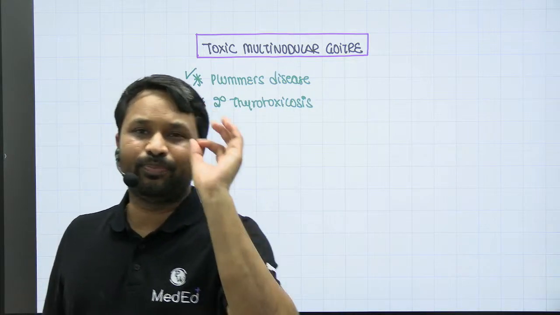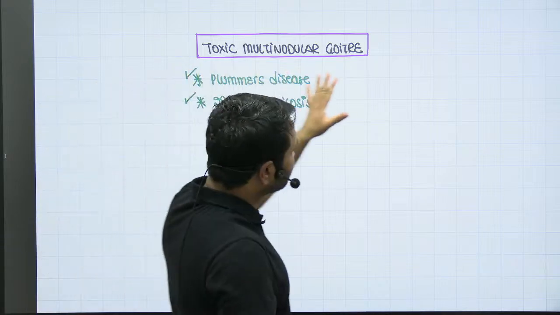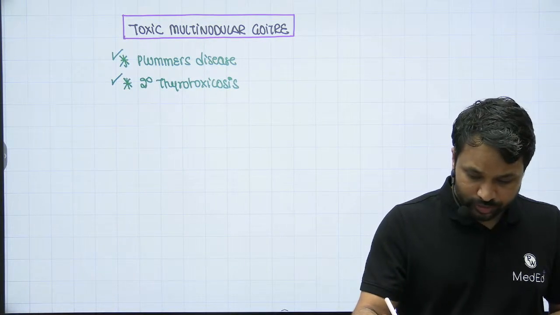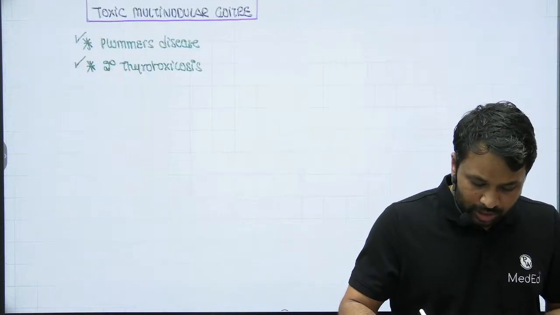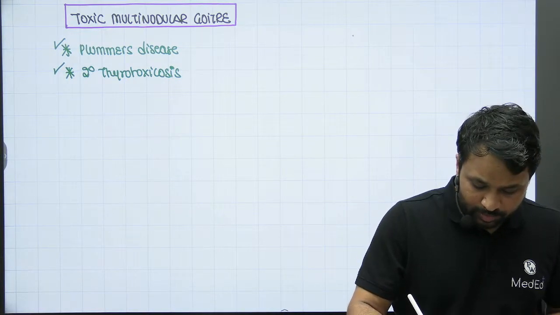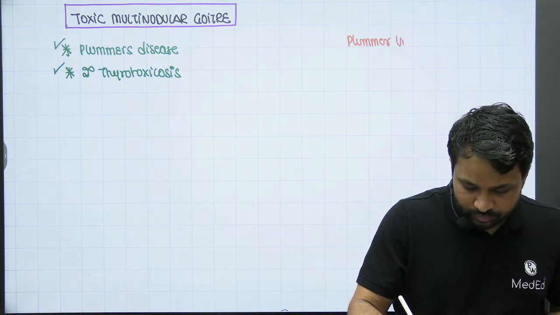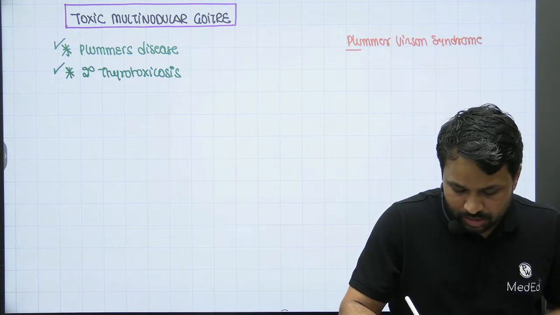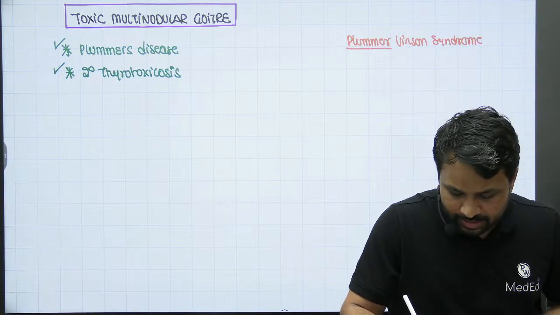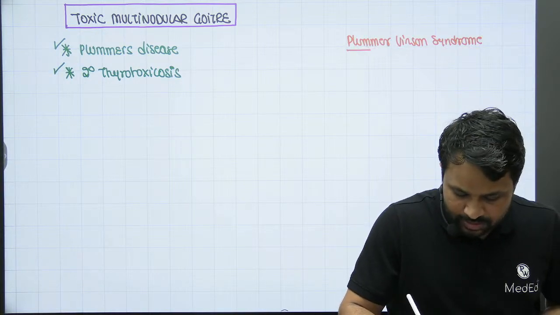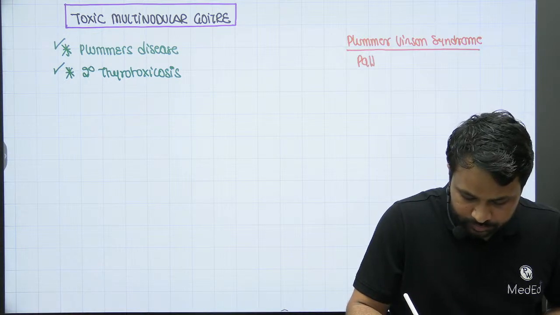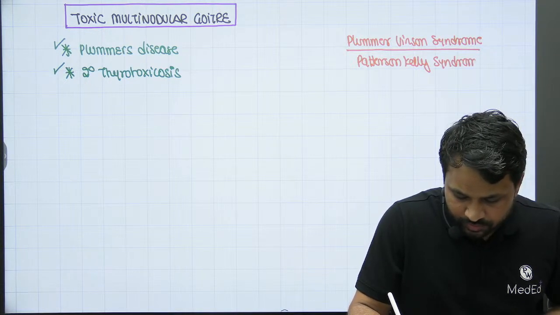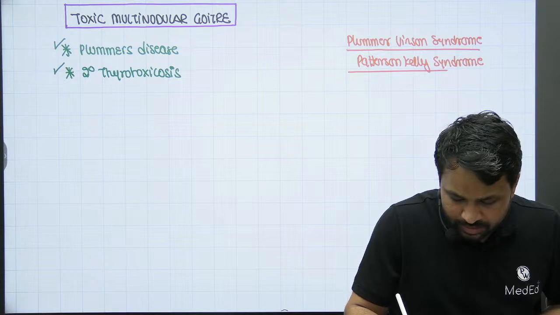All my friends who are listening, please do not get confused with a similar sounding disease, which is called Plummer's syndrome, also called Plummer-Vinson syndrome. So Plummer's disease is a toxic multinodular goiter, but the Plummer-Vinson syndrome is also commonly referred to as the Patterson-Kelly syndrome. So we have the Plummer-Vinson syndrome and the Patterson-Kelly syndrome.